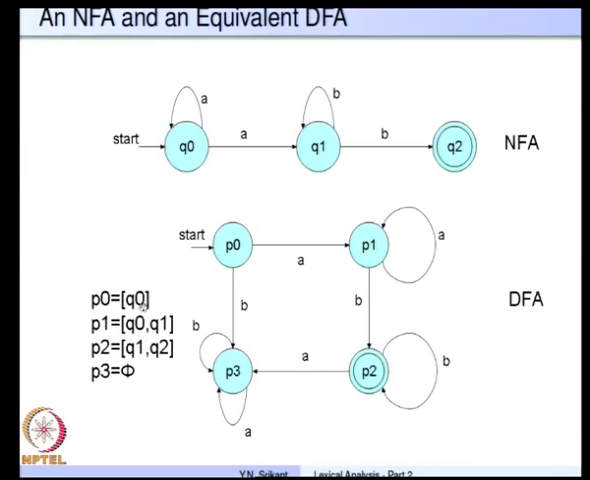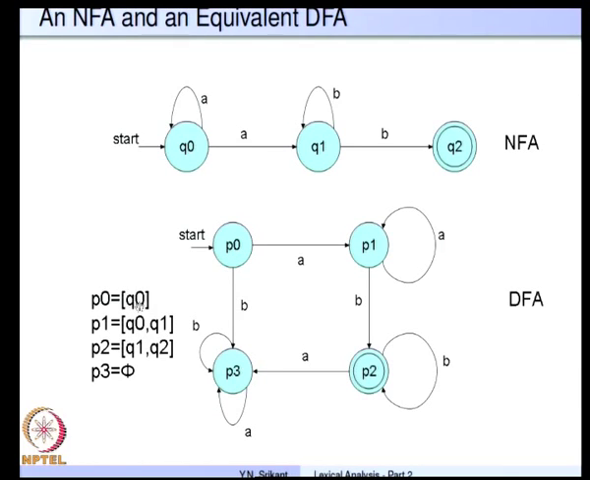For example, P0 has just one state Q0 of the NFA, whereas P1 has two states Q0 comma Q1 from the NFA, P2 has Q1 and Q2 from the NFA, and P3 has nothing. So, it is a phi state, that is actually an error state. We always begin with the state Q0 of the NFA, and that is regarded as the start state of the DFA as well. So, let us say P0 is Q0; the notation is very clear, it consists of the state Q0 of the NFA.